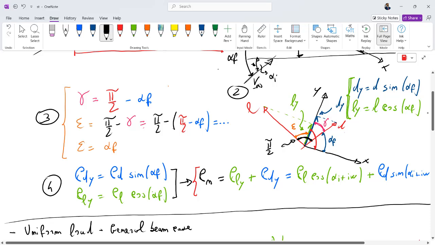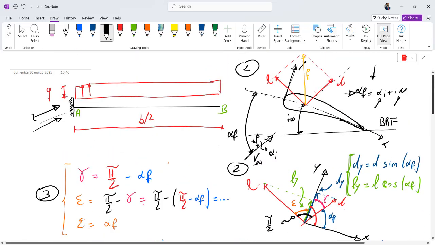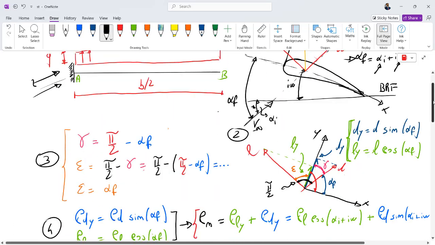So if we project these forces on the normal direction, represented by the y axis, we can calculate Dy and Ly. In Italian it is Dy, Ly. But there are many angles here. Alpha F is alpha final, that is calculated with this relation: alpha initial plus incidence of the wing.